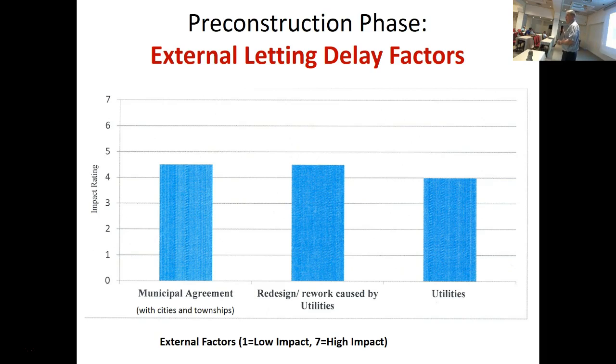So in other words, if the DOT, let's say, wants to build a road and it's going to have to interfere with some utilities, and the utilities actually own the right of way, that's a real problem. So basically the DOT has to work with the utilities and coordinate with them to get the utilities moved in a timely fashion, and that can kind of be sticky. So these are the key external factors that can affect let date.